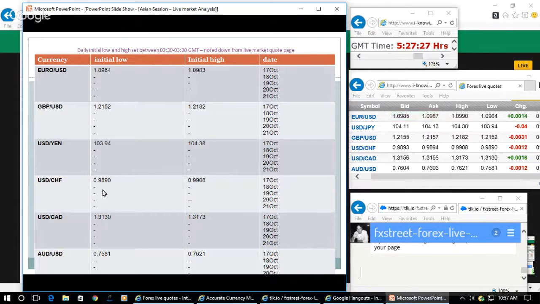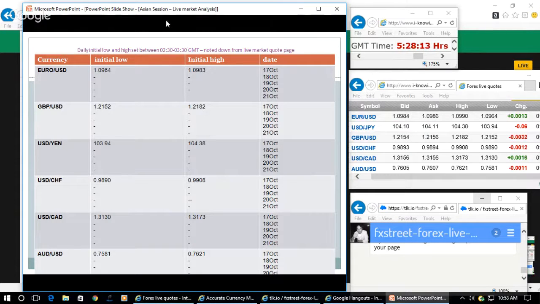Then in the case of CHF, 98.90 is the low, 99.08 is the high. They have not breached the low or the high, simply holding it. And in the case of Canadian dollar, 31.30 is the low and 31.73 is the high. They have not breached the low or the high. Then Australian dollar, 75.81 is the low, 76.21 is the high. They have not breached the low or the high. So in all currencies excepting Euro, they have not breached the low or the high, indicating they are simply holding the market and making subdued moves in order to attract the traders to take positions.